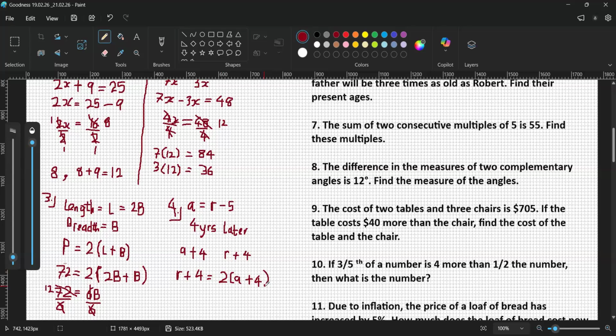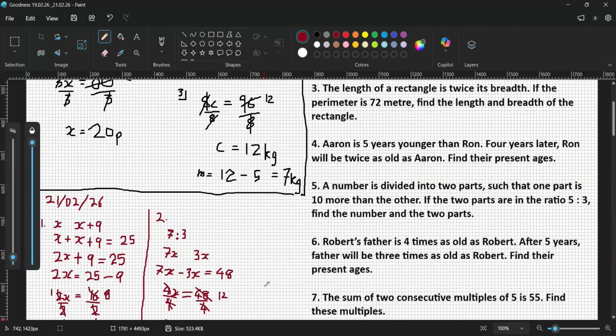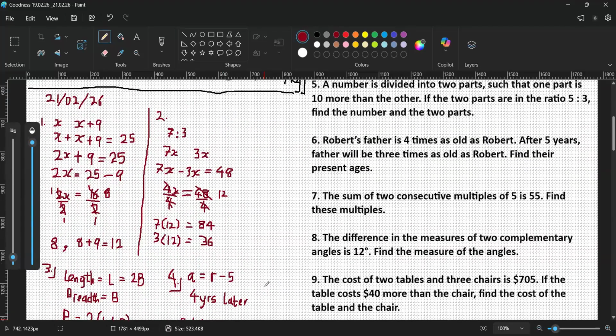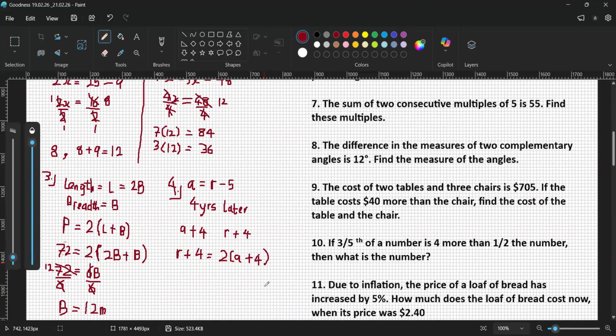Now, of course, we know what the next question will be. Find their present ages. So indirectly we're finding A and we're finding R. Period. If we find A and R, we are good. Sometimes the question will ask what their age will be in 4 years' time. It's still the same thing: we'll find A and R and add 4 to it. Do you agree with me? Yes, sir. Good. So now our job is to find A and R.